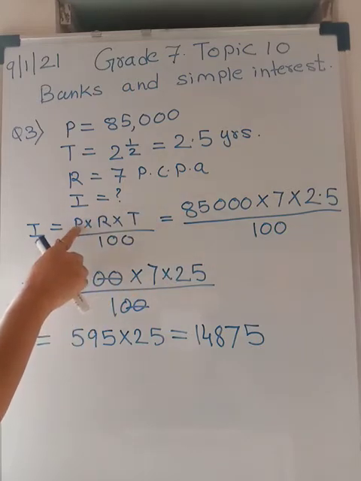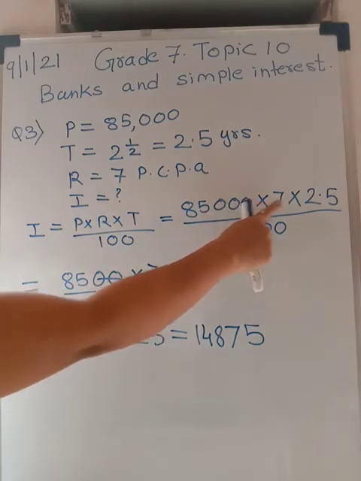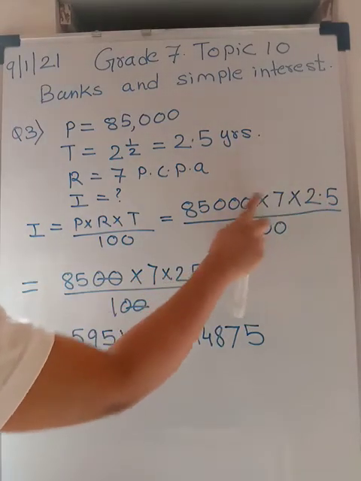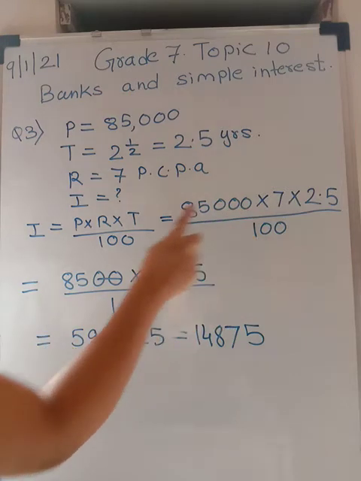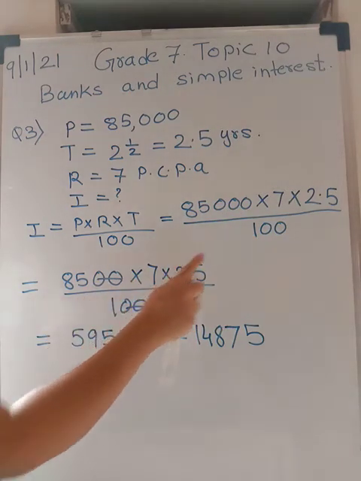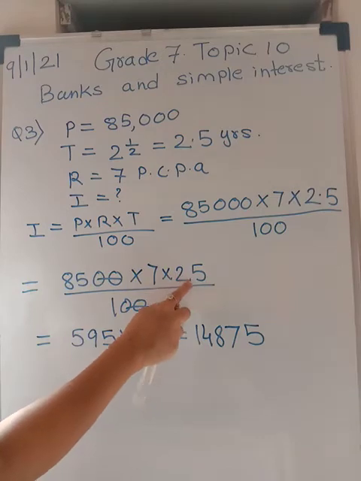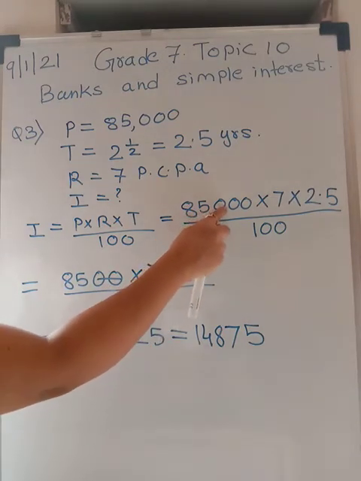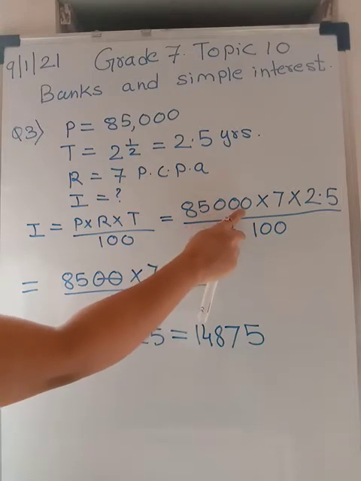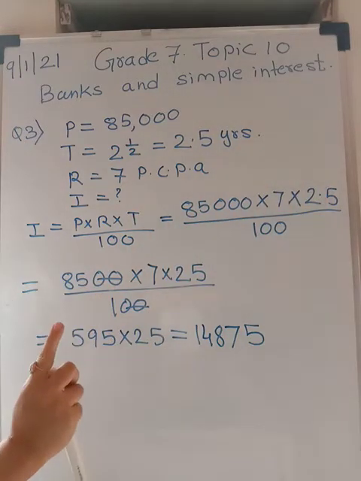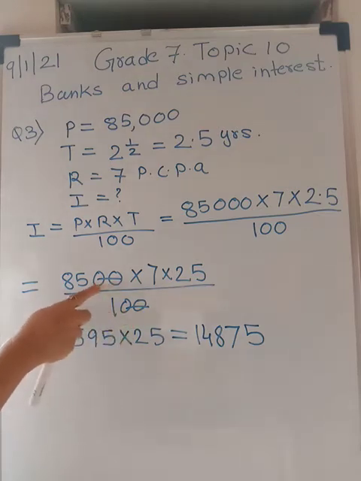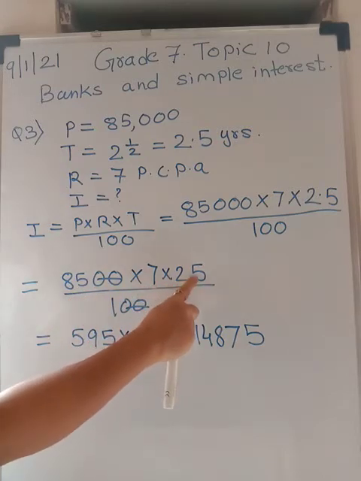So substitute the values. 85,000 into 7 into 2.5 upon 100. Now after the decimal point there is a 0, so this 0 will go and we have 8500 into 7 into 25. Have you understood what I have done? This is as good as 8500 into 10, and that 10 I have adjusted to get rid of this point. Upon 100. Now these two zeros and these two zeros are gone. We are left with 85 into 7 into 25.